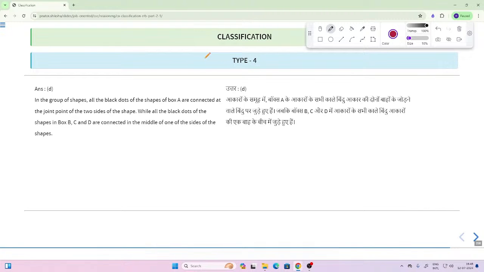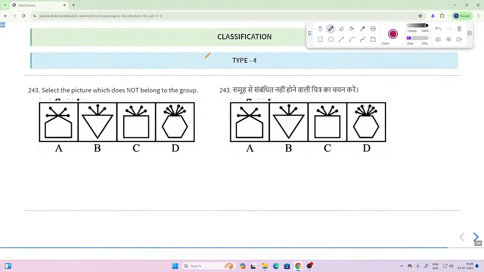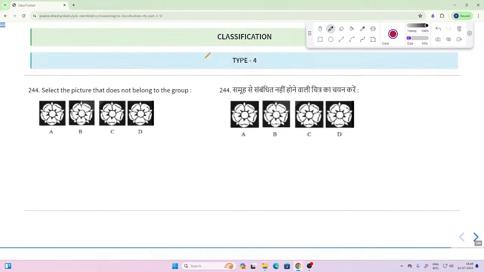In this group of shapes, all the black dots of the shape in box A are connected at the joint point of the two sides of the shape, while all the black dots of shapes B, C, D are connected to the middle of one of the sides of the shapes. In this case, we have 2 options, possible reasons. Okay. So which of the following pictures belong in this group?